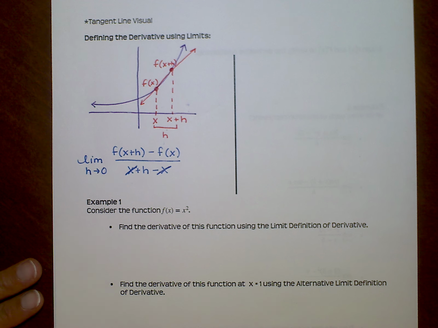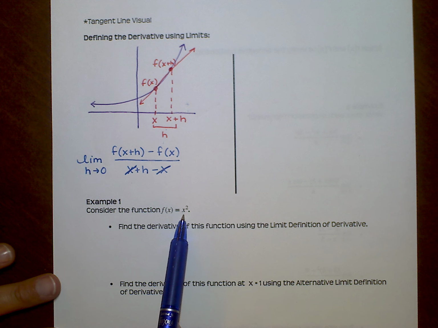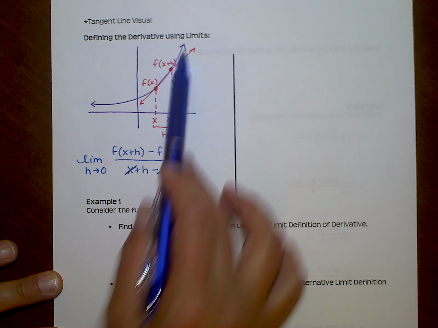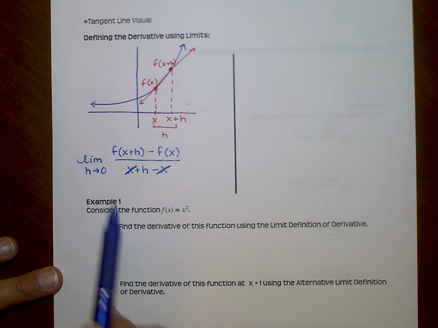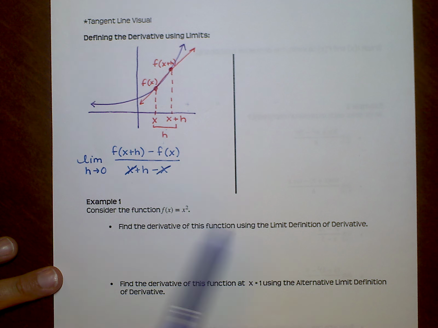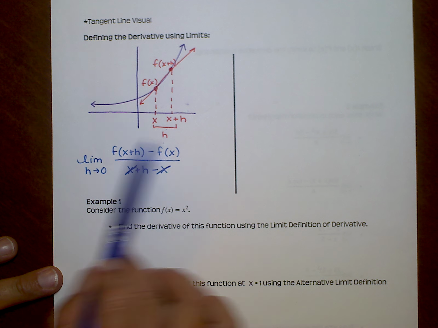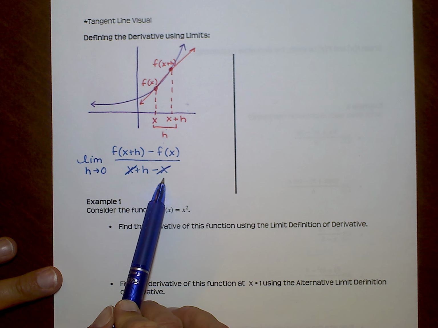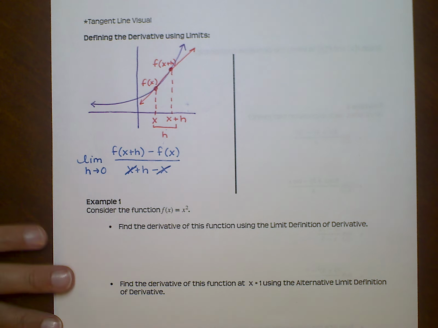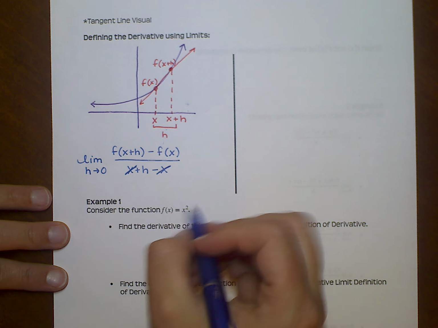So it says our function is f of x equals x squared, so that's not quite what I have drawn here, but mathematically it'll still work. And I want to find the derivative of this function using the limit definition of a derivative. So this thing that I wrote right here, this is the limit definition of a derivative. Okay, so my f of x is x squared.